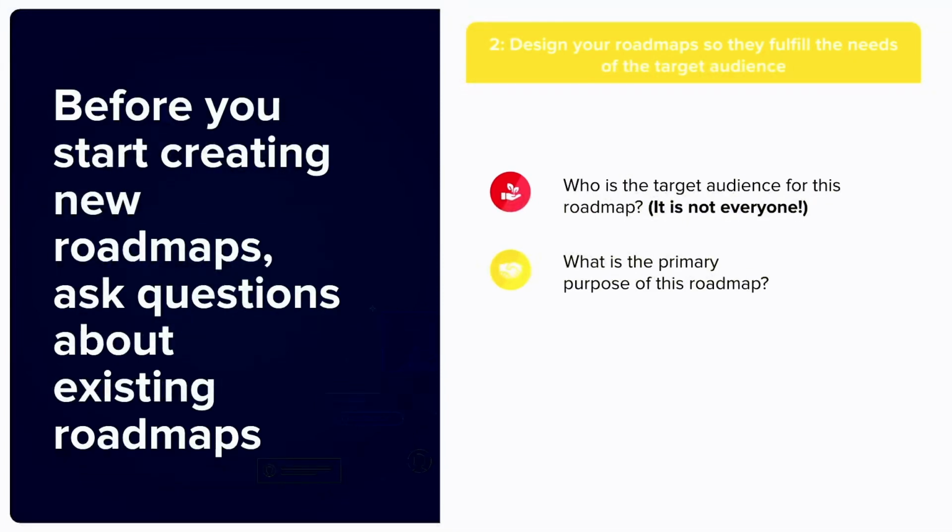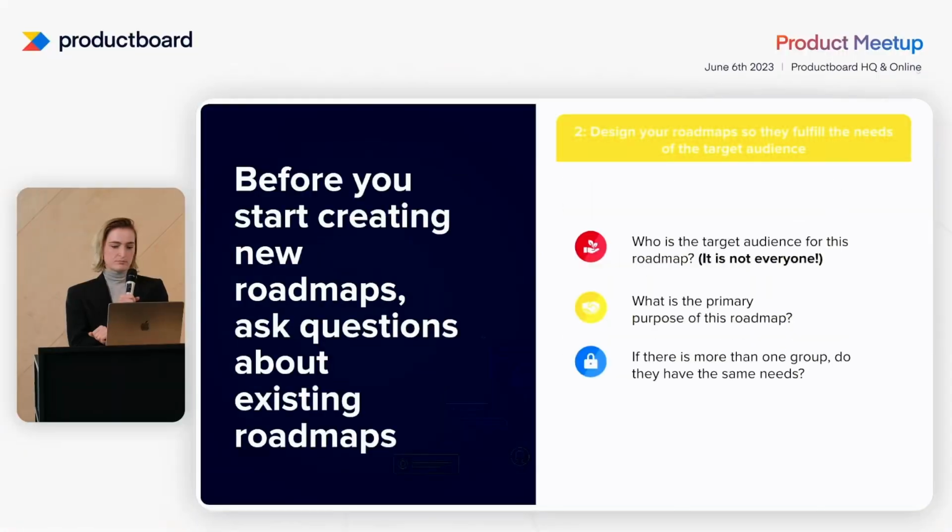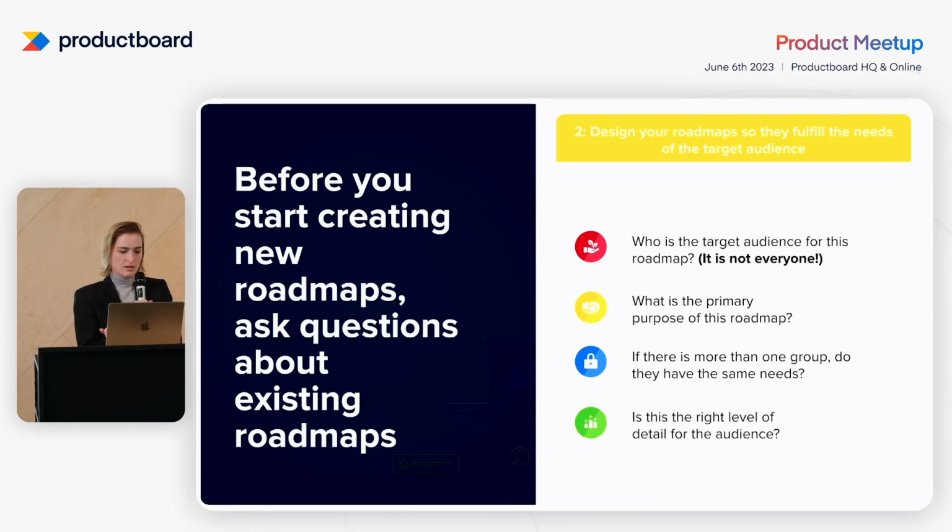I would also ask, what is the primary purpose of the roadmap? What are you trying to achieve? If there is more than one group, do they actually have the same needs? And if they don't, shouldn't they have two different roadmaps? And the golden question: is this the right level of detail for the audience? That one is, of course, the hardest, but super important nevertheless.